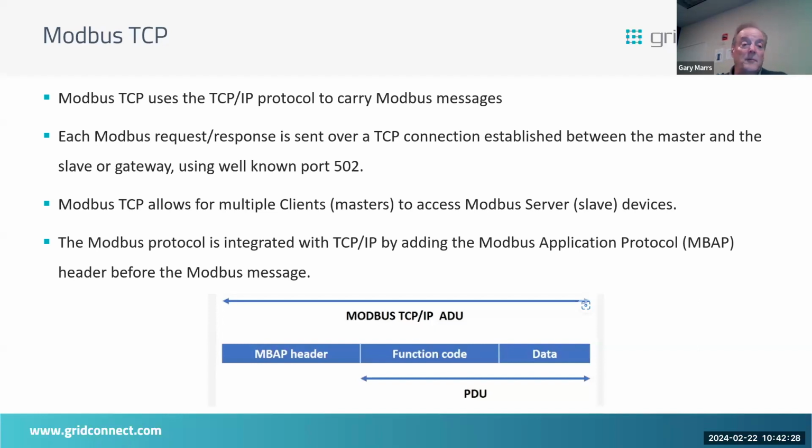But in Modbus TCP, it opened it up to much bigger network topologies. Probably the neatest thing they did with Modbus TCP to make it so seamless was they added this Modbus application protocol header, which goes right before a standard Modbus message in the TCP IP frame.